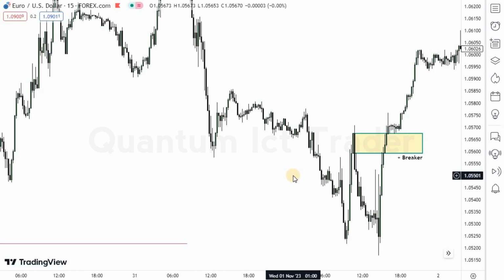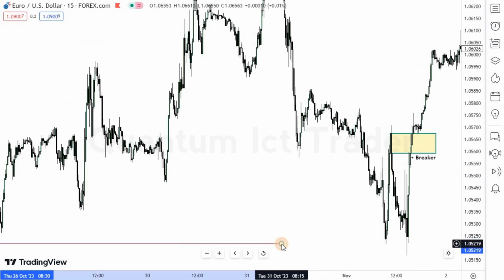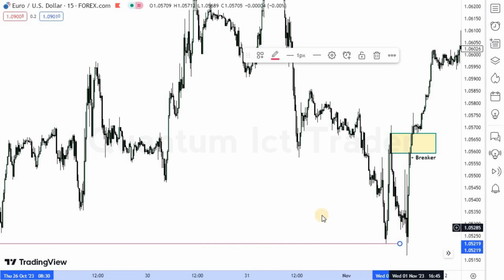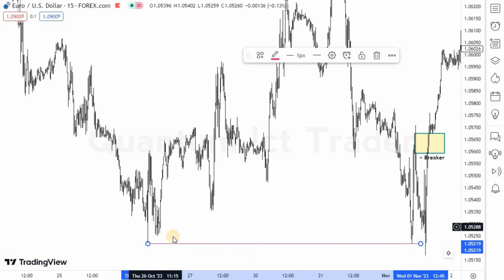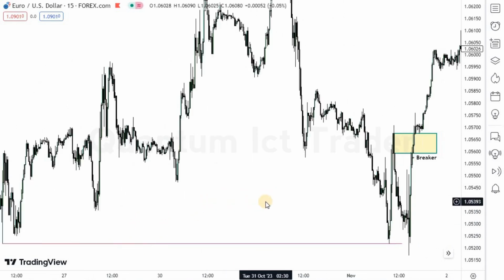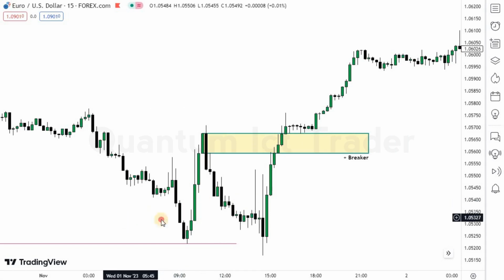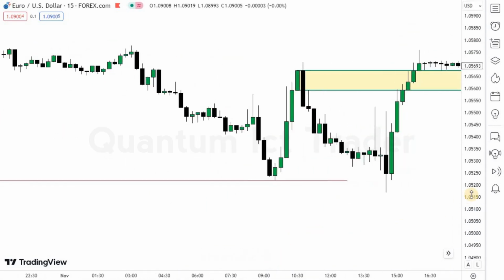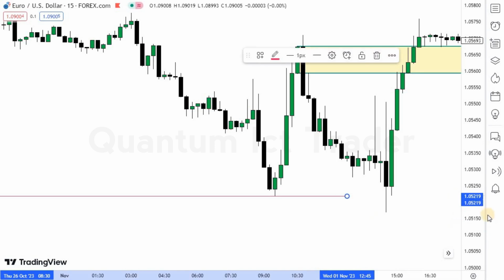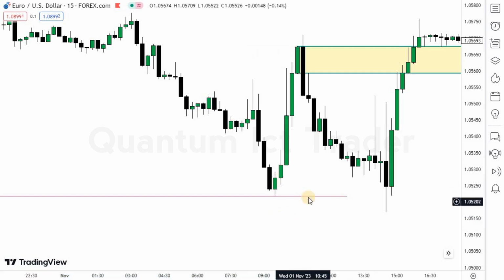If we go left, you can see there was a liquidity pool down here. Look closely. What's the liquidity pool's level? It's 1.05219, and this candle's low is 217. It means price slightly took that liquidity here.